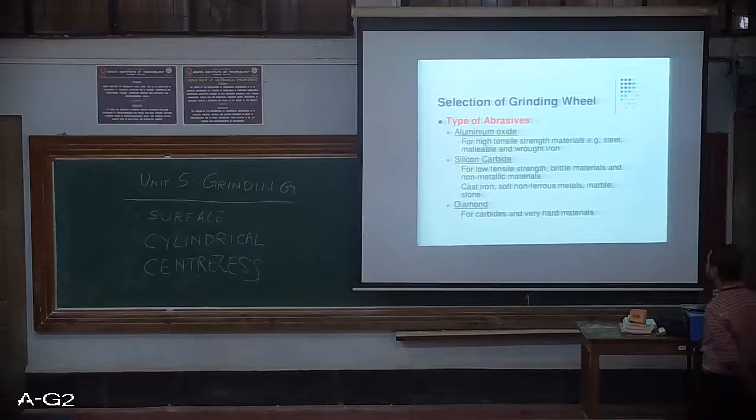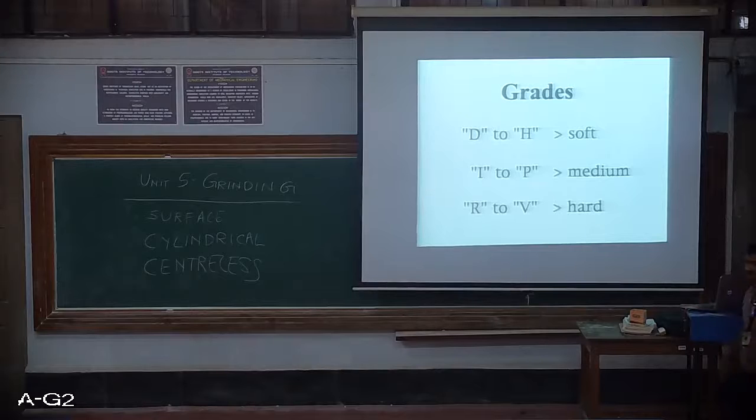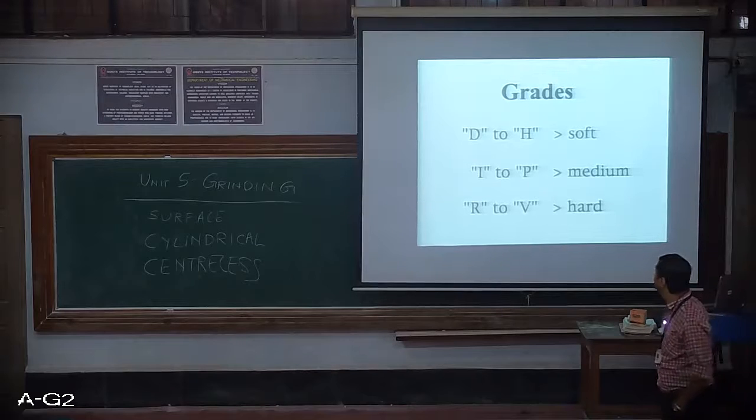Next, cast iron, soft non-ferrous metals, marble stone, and so on, SiC can be used. The last is diamond. For carbide and very hard materials, we can go for diamond as an abrasive. Next, we understood what is grit. Now we will go for what is grade.